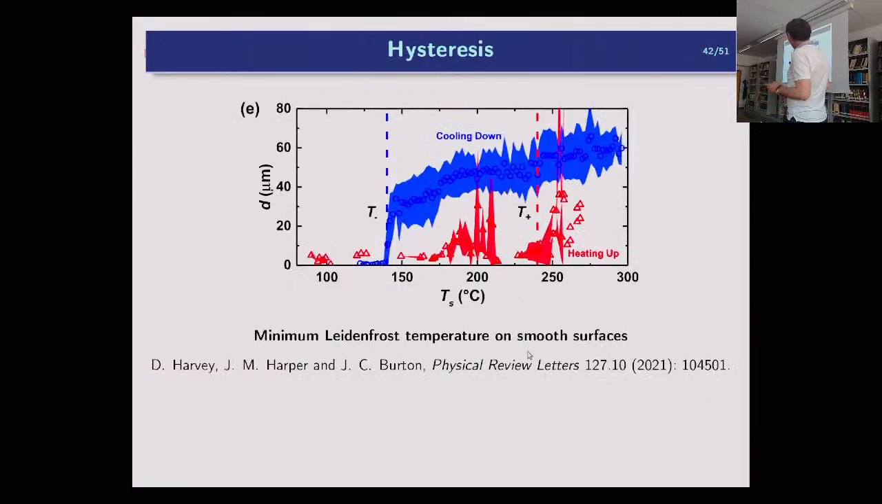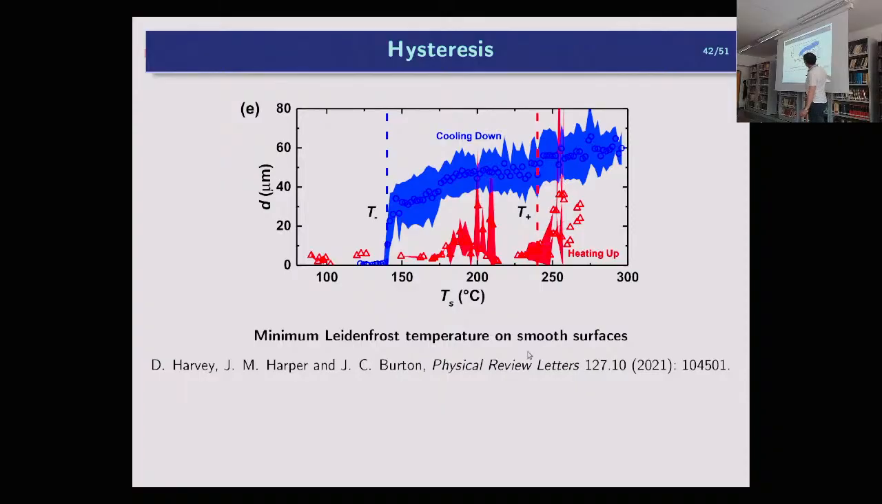So there are recent experiments about this. This is not a drop, it's a solid sphere, which is hot, which is put at the surface of a liquid. And D is the thickness of the gas film between the liquid and the solid. The red points correspond to the temperature going from 100 degrees to higher temperatures, and the blue ones to the case where we decrease the temperature.